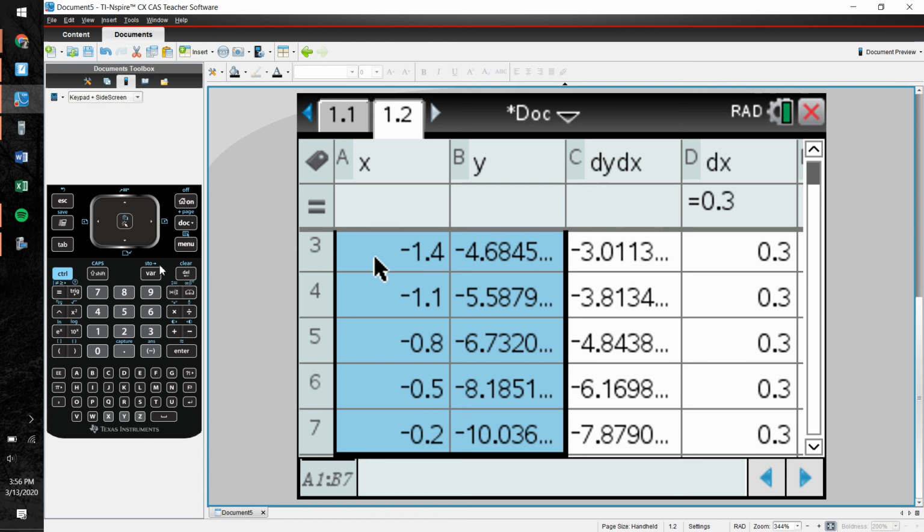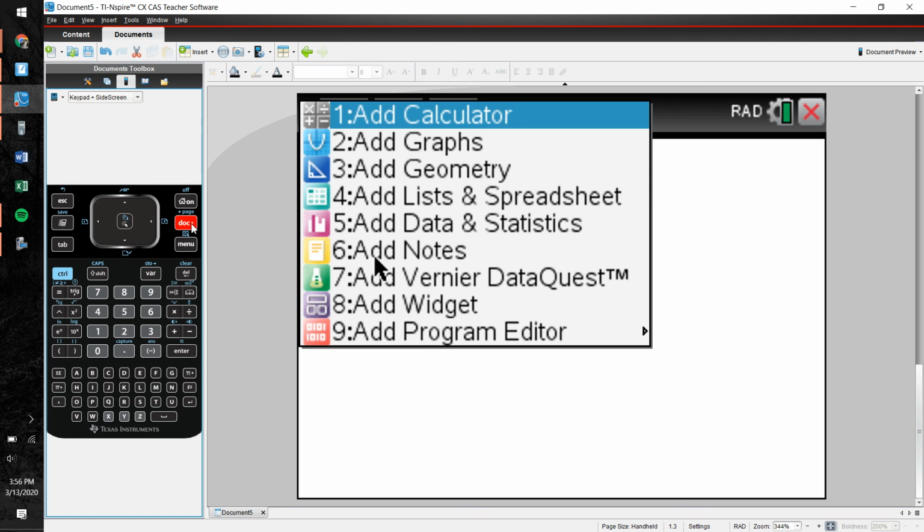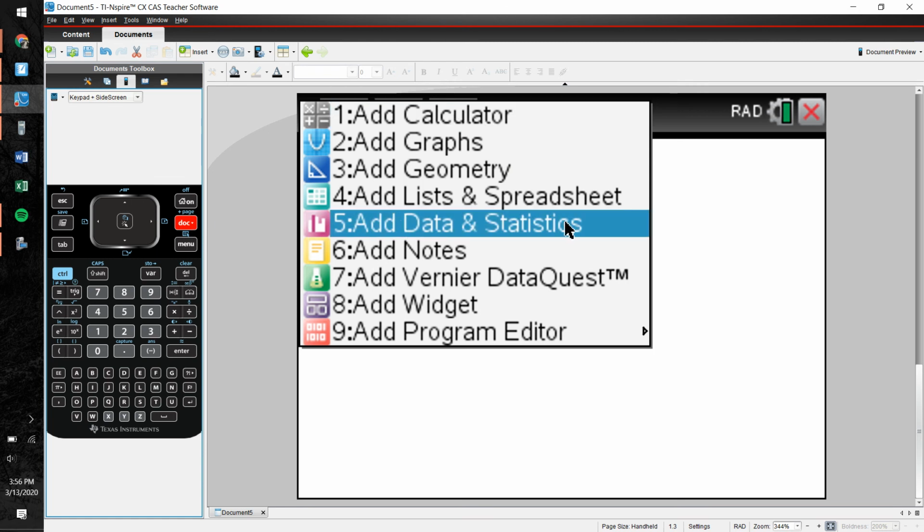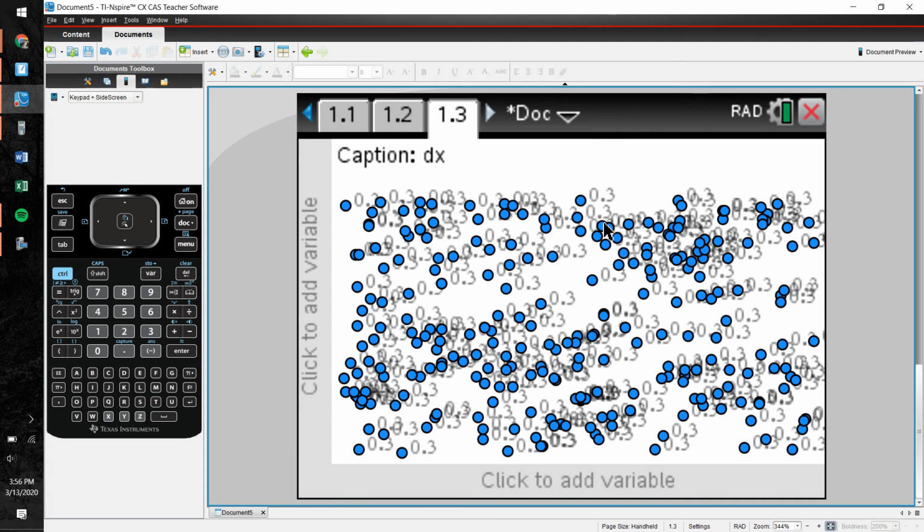I should have said this earlier. For those of you using a Scratchpad, Scratchpad only does calculators and graph pages. It won't do lists and spreadsheets, and it won't do data and statistics, which is what we need next. That's part of the reason this all needs to be done in a document. So I'm going to hit Control and then my dock button to add a page. And we are going to go to number 5 right here, add data and statistics. And I have absolutely no idea what the calculator is doing right here to come up with this jumbled mess.